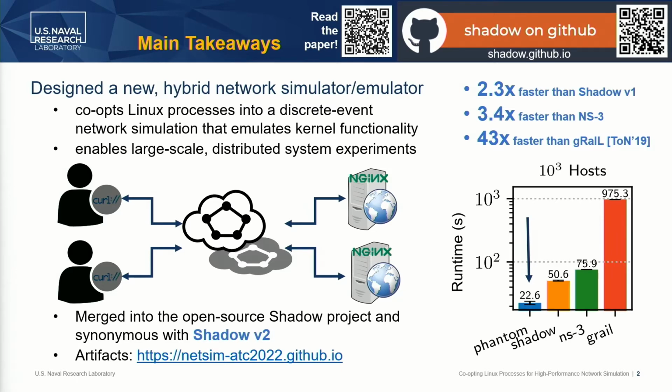A brief summary of the results: we found that we're 2.3 times faster than Shadow version 1, 3.4 times faster than NS3, and 43 times faster than gRaIL, which is a similar approach based on NS3. And I'll get into why and how we do that in the following slides. I'll start with motivation and then go through the design and end with evaluation.